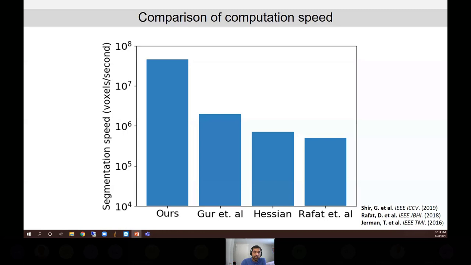Quantitatively comparing the computation speed, here I am showing the number of voxels segmented per second. In terms of voxels segmented per second, our method performs at least an order of magnitude better compared to some of the state-of-the-art techniques. That is what enables us to do lots of experimentation with deep learning, and to build a deep neural network for very large scale data.